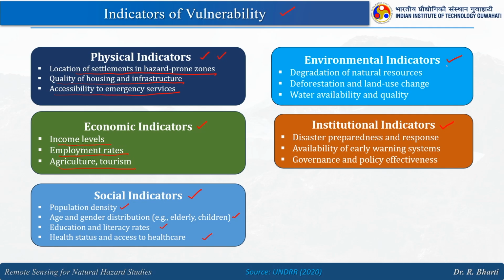When we talk about the environmental indicator, we have degradation of natural resources, deforestation and land use changes, water availability and the quality of the water, right, which is available to the people. Then comes the institutional indicator: disaster preparedness and response, availability of early warning system, governance and policy effectiveness. How government is responding or how a particular agency is responding to this disaster, right.